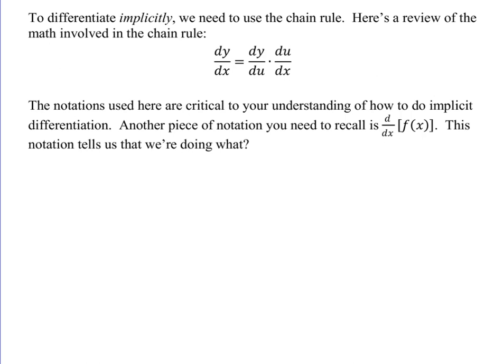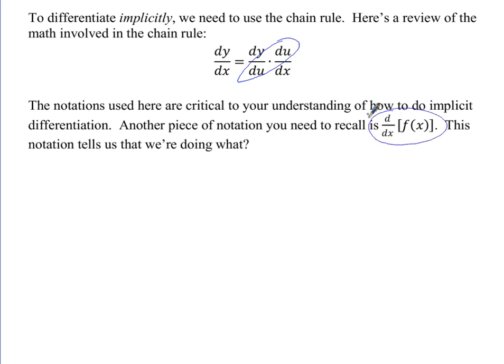All right, to differentiate implicitly, we need the chain rule. So this is the chain rule once again, and we're using the dy over dx notation again. We're not using u and u prime and stuff like that. So we're jumping back into this. Dy over dx, I can split that into dy divided by 1 times 1 divided by dx again, and then that gives me room to make that du in between. We're using the same idea for implicit differentiation. So the notation that we're using is critical to understanding how to do implicit differentiation.